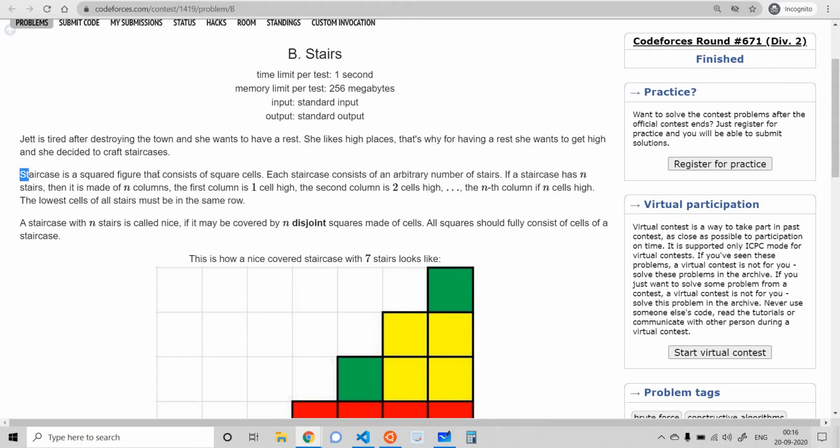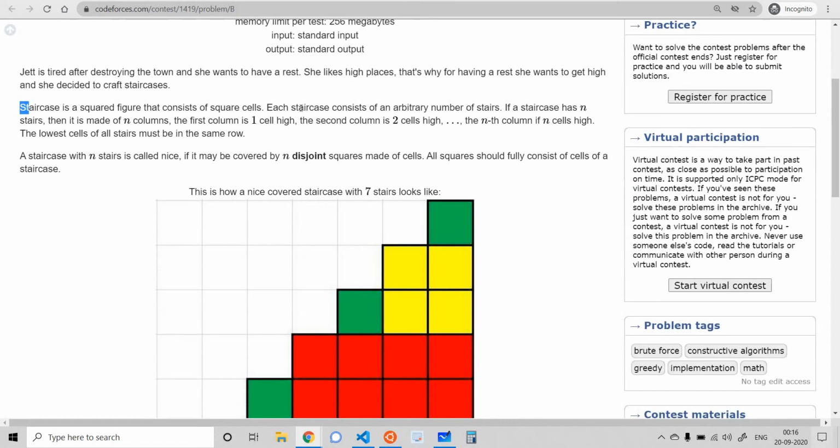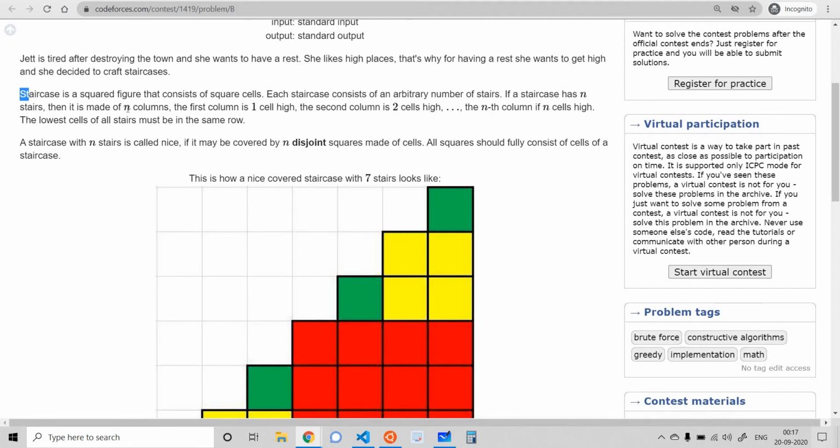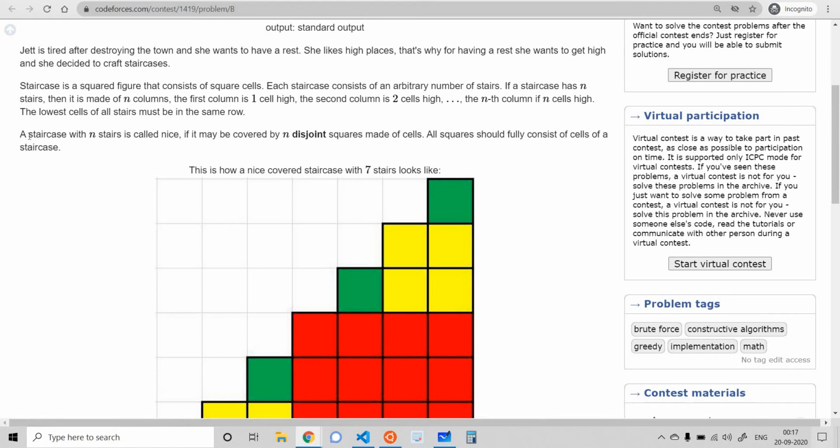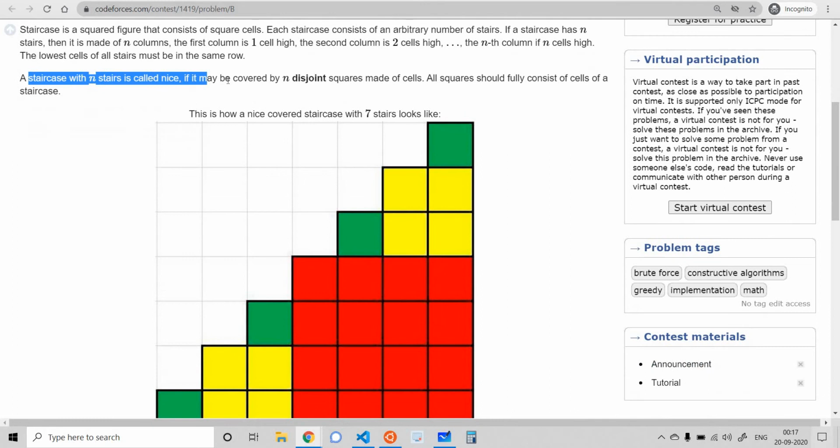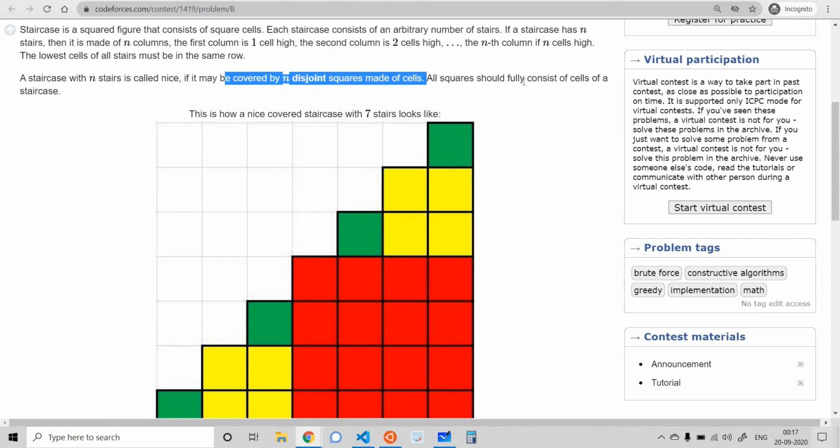A staircase is a squared figure that consists of square cells. Each staircase consists of an arbitrary number of stairs. If a staircase has n stairs, then it is made up of n columns. The first column is 1 cell high, the second is 2 cells high, and the nth column is n cells high. A staircase with n stairs is called nice if it may be covered by n disjoint squares made of cells. All squares should fully consist of cells of the staircase.